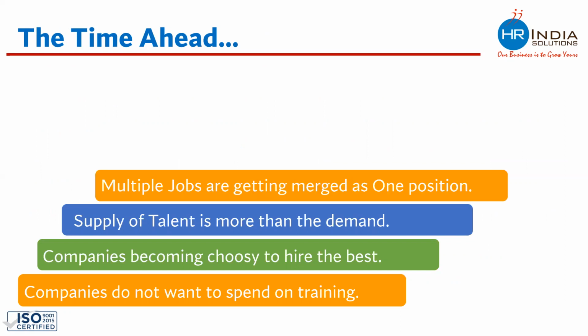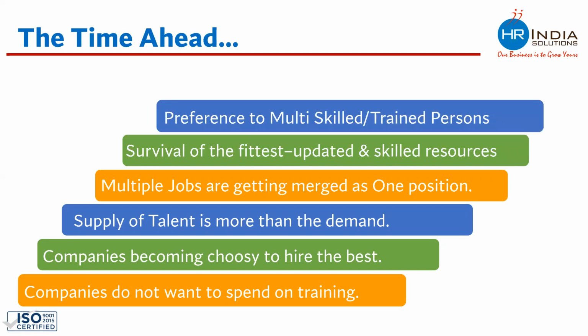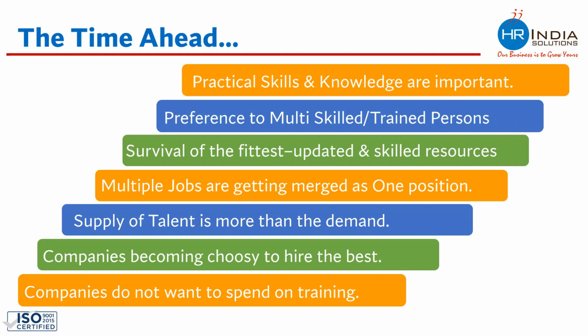If you are good at one function like recruitment, you need to become good at other functions of HR also. By remaining good at only one function, you cannot go far. Survival of the fittest. We need to be multi-skilled and keep updating ourselves. Preference would be given to those persons who are multi-skilled and trained. Nobody is ready to train. Nobody is ready to take a person who can do only one or two tasks. And through the survey, we have seen that practical skills and knowledge are very important.